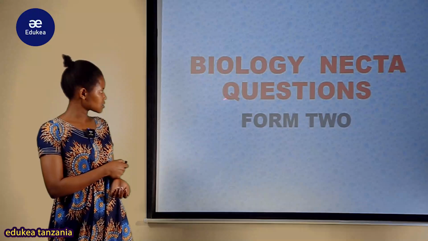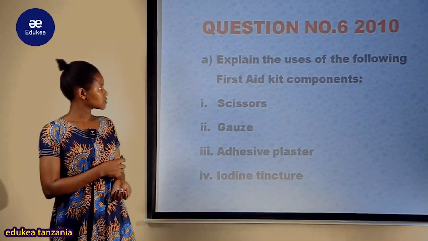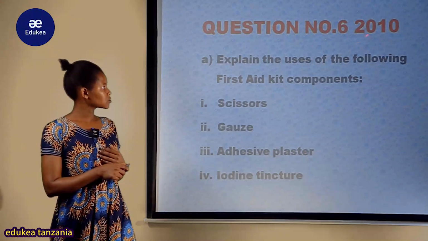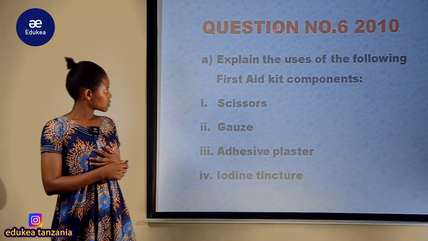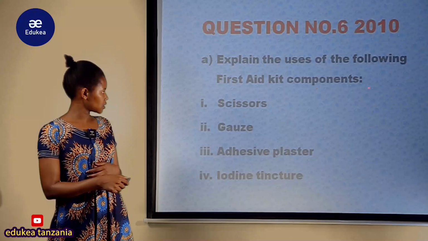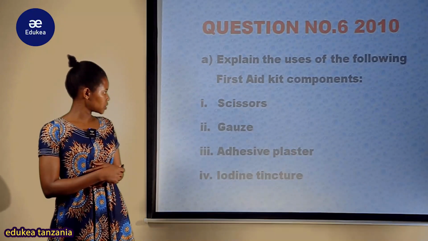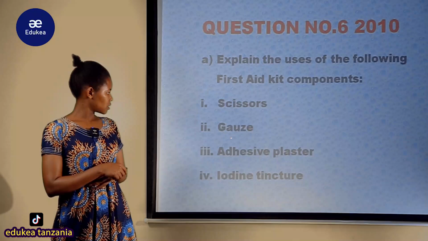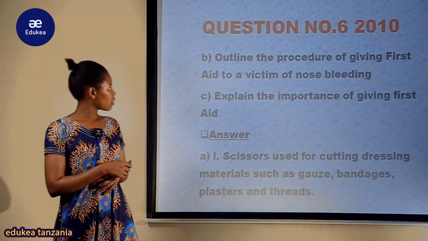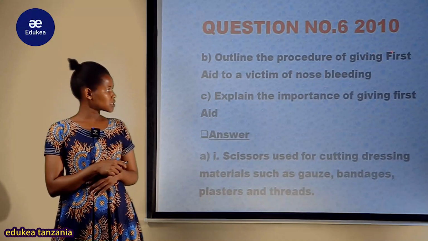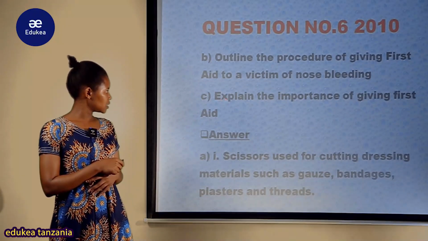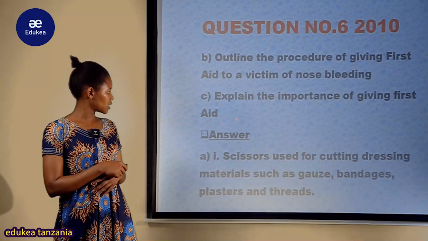As you can see, this is the biology Necta questions from Form 2, and we will have question number 6, number 7, and number 10 of the year 2010. In our question number 6, the question needs us to explain the uses of the following first aid kit components: scissors, gauze, adhesive band plasters, and iodine tincture. Also, Part B needs us to outline the procedures of giving first aid to the victim of nose bleeding, and Part C needs us to explain the importance of giving first aid.